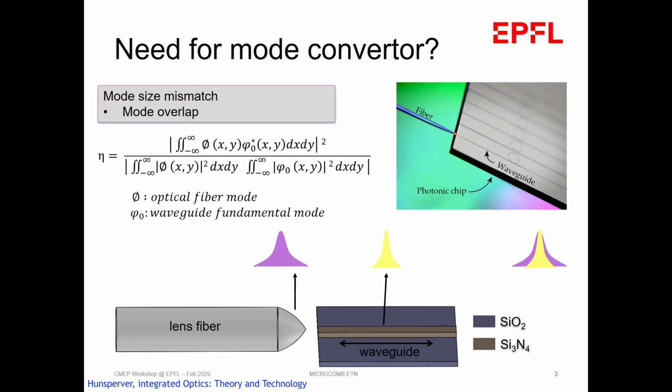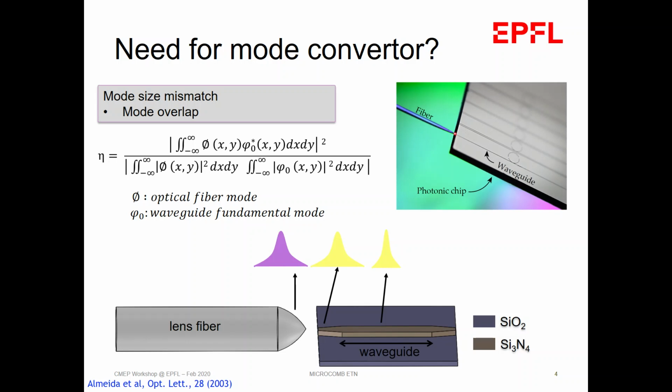If you think about it, people came up with a nice idea to make a mode converter on chip. What they did, basically, is that if you move toward the chip, the size of the waveguide is reduced. So now what will happen? Your mode is not inside the waveguide anymore, but rather starts seeing the cladding more. And then what will happen? It starts becoming bigger.